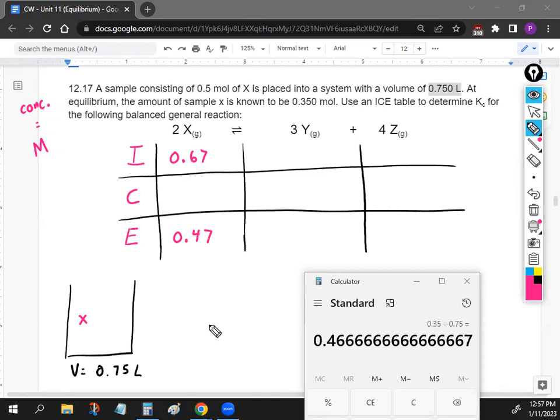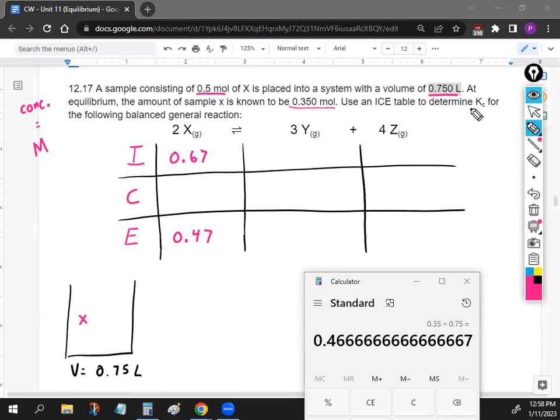Everybody see where we got those two numbers? Okay, so at the beginning, we start with 0.5 moles, and it's in a 0.75 liter container. And then at equilibrium, it goes to 0.35 moles, and it's still in the same container. So the volume doesn't change. Everybody good? Okay. Then it's asking us to find the Kc for the balanced equation.